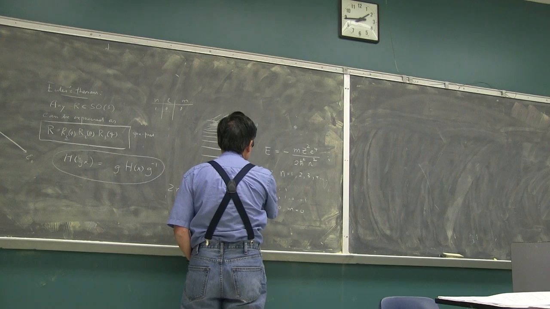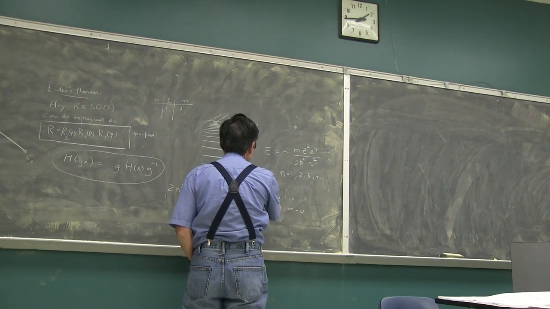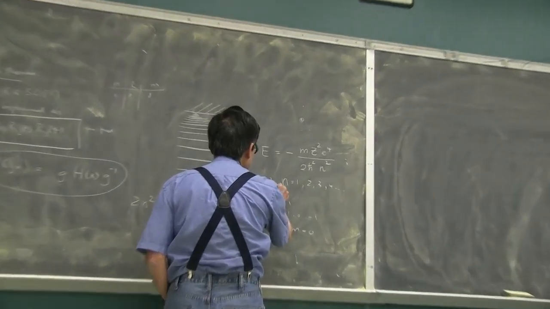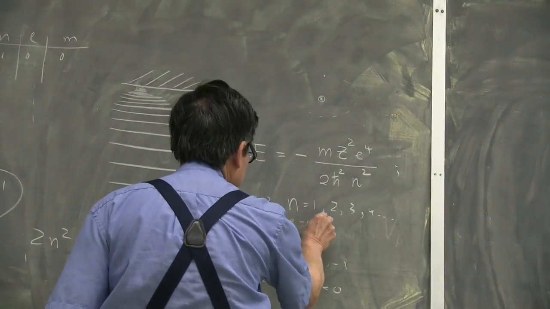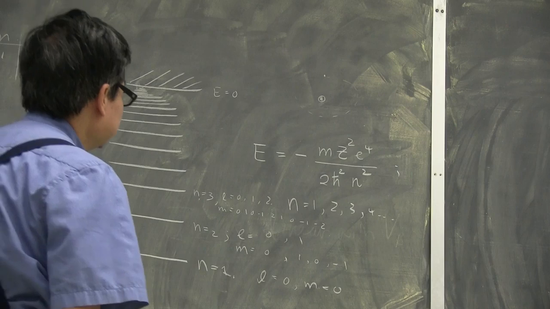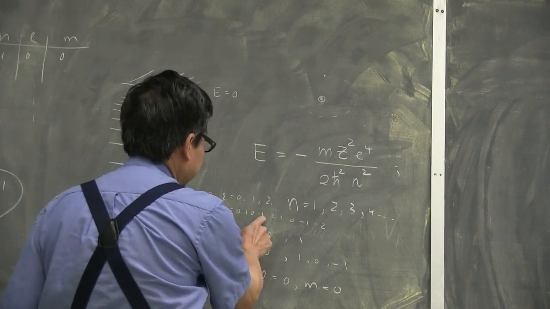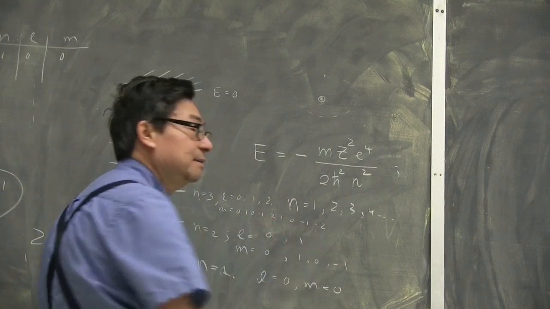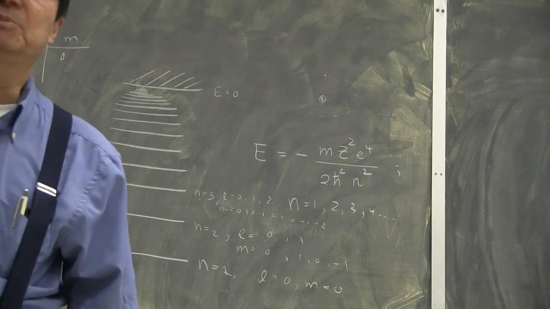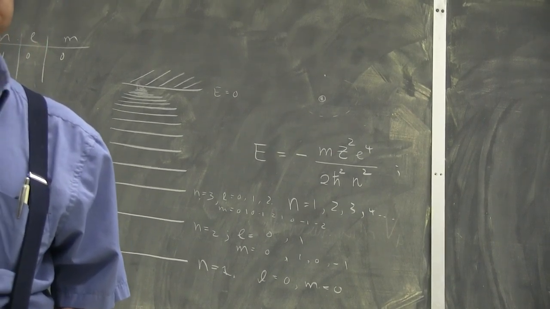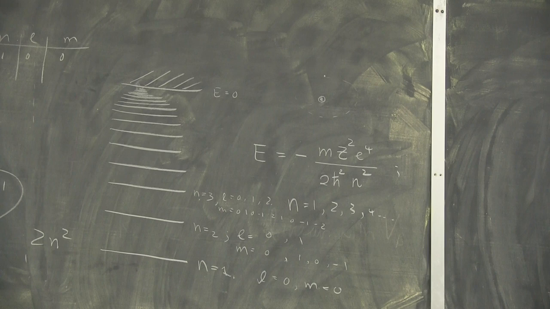Now, m for 0 can only be 0, but for 1, it can be 1, 0, minus 1. For 2, it can be 2, 1, 0, minus 1, minus 2. So therefore, there are 1, 2, 3, 4, 5, 6, 7, 8, 9. Okay? And you have to multiply it by 2, so that gives you a degeneracy of 18. But in any case, n squared is 9. So 2n squared makes 18. And you can go all the way up to as high an n as possible.